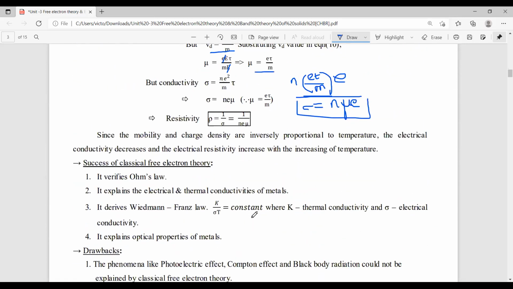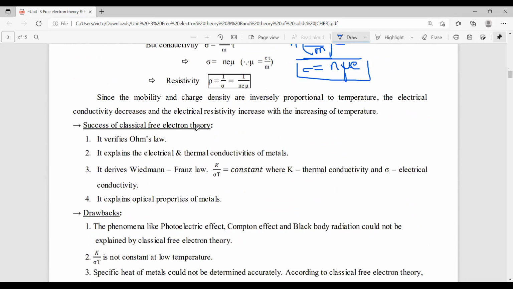Now, what are the successes of classical free electron theory? It successfully explains Ohm's law. That means it verifies Ohm's law. So what is Ohm's law? In metals, voltage is proportional to current, that is Ohm's law. So it clearly verifies Ohm's law according to this classical free electron theory.